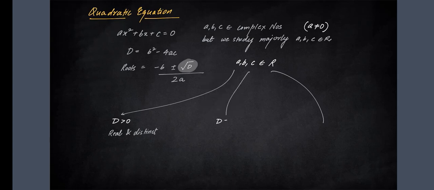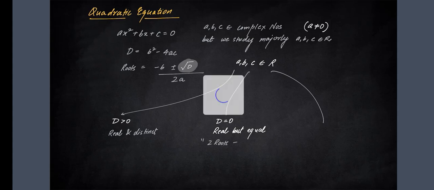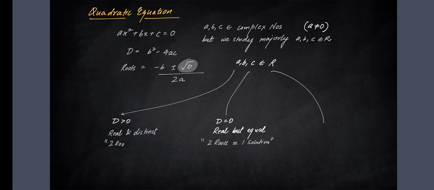If your D is equal to 0, that means plus minus root D will not appear in the roots. You will have real but equal roots. Okay? So you will still get two roots, but there will actually be one solution. Here we get confused at many places. There will be two roots, equivalent to one solution, because we only get one different value. Whereas in the earlier case you will have two roots and two solutions. Solution is nothing but the different real values of x that you will get, right? So there will be one solution only.